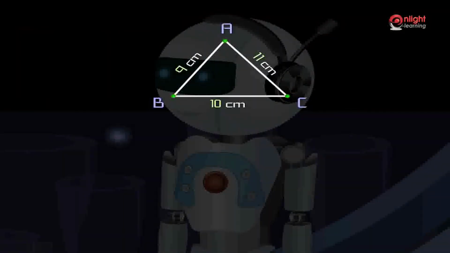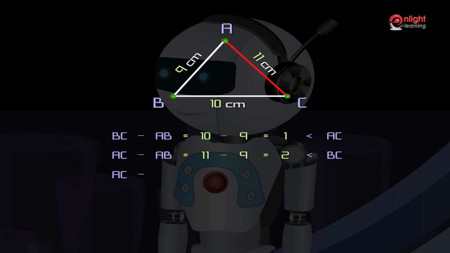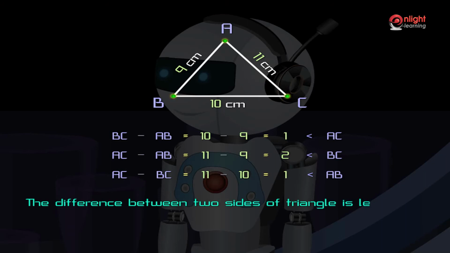The difference between the sides AB and BC is 1 centimeter and it is less than the third side AC of the triangle. Similarly, the difference between the sides AB and AC is 2 centimeters and it is less than the third side BC of the triangle. And the difference between the sides AC and BC is 1 centimeter and it is less than the third side AB of the triangle. Therefore, we conclude the difference between the two sides of a triangle is less than the third side.